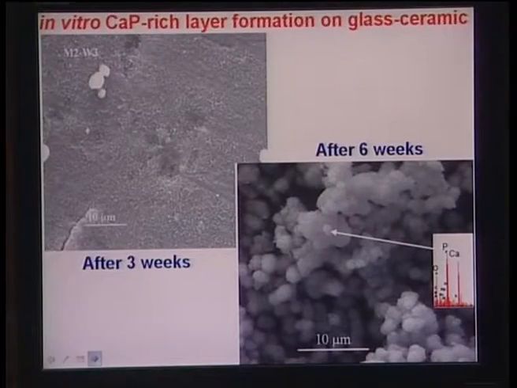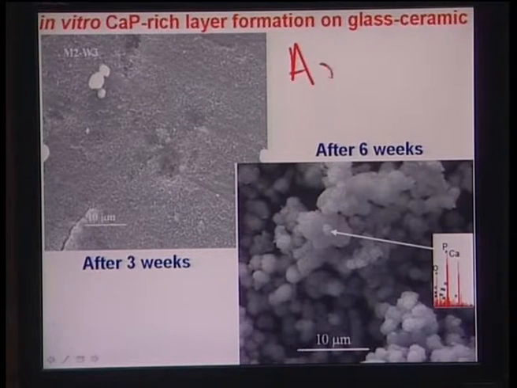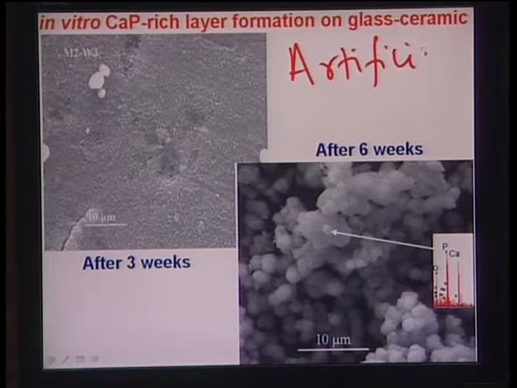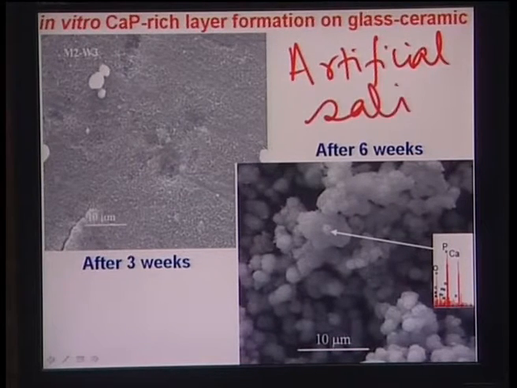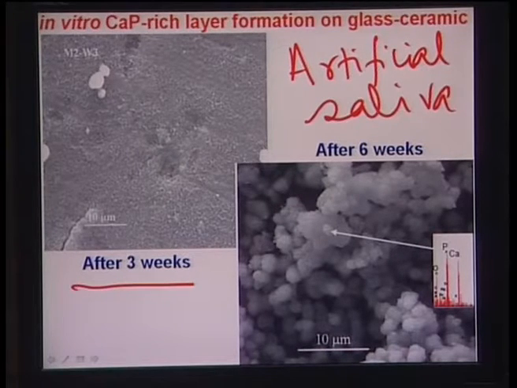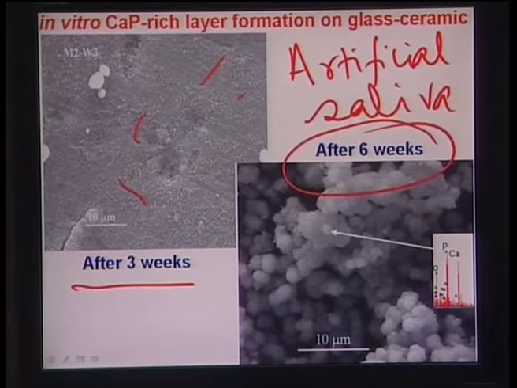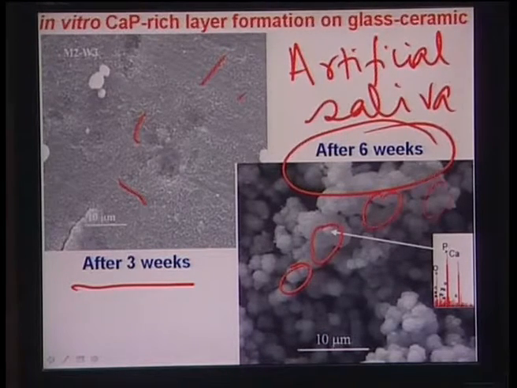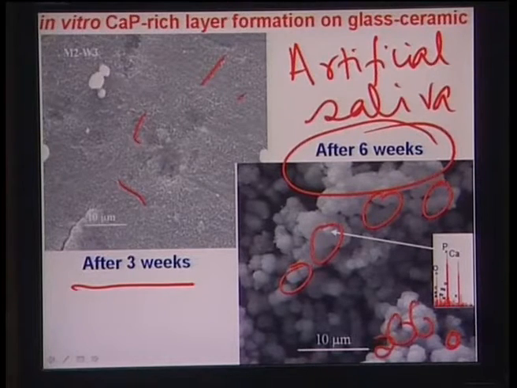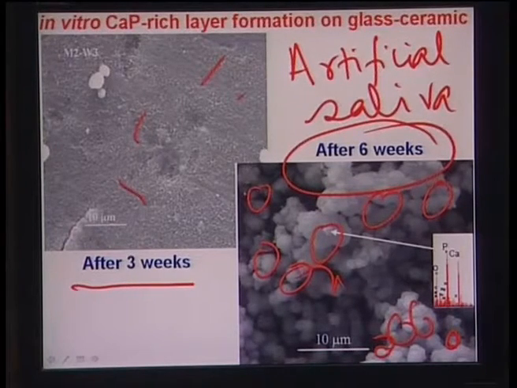For the in vitro property, we have again carried out the in vitro dissolution test in artificial saliva, and with the artificial saliva composition, as I mentioned earlier, after 3 weeks we do see signs of CAP like layer formation. After 6 weeks or 42 days you can see calcium phosphate rich precipitates formed uniformly and homogeneously over the entire surface, and thereby the CAP rich layer formation essentially indicates good biomineralization ability of these materials.